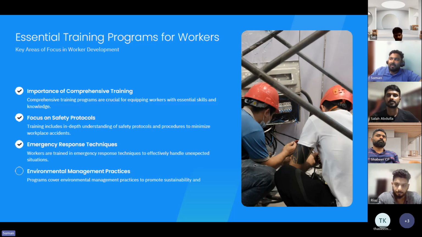trained. For example, work at height. For example, working in a confined space. An example to mention is the electrical safety training. So the training is a key aspect of the HSE.